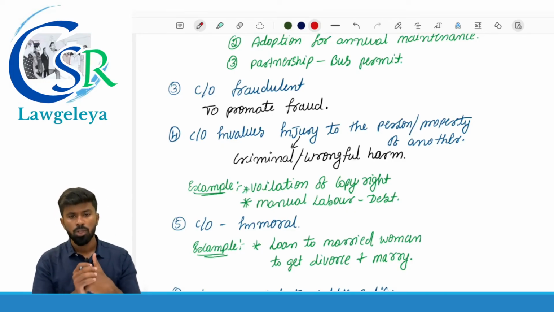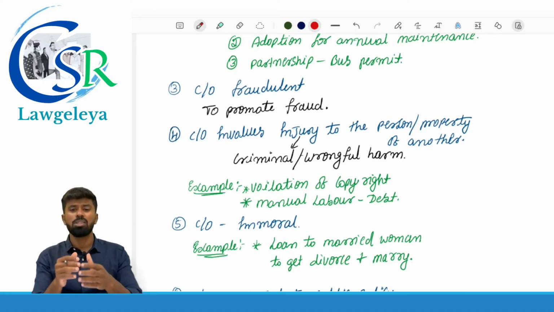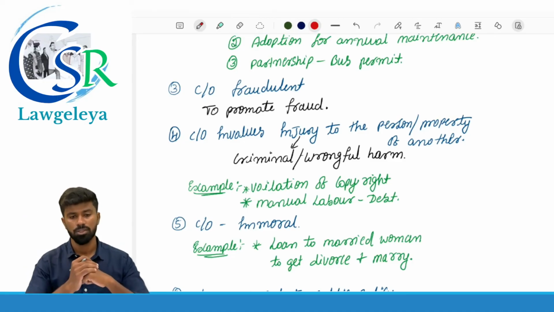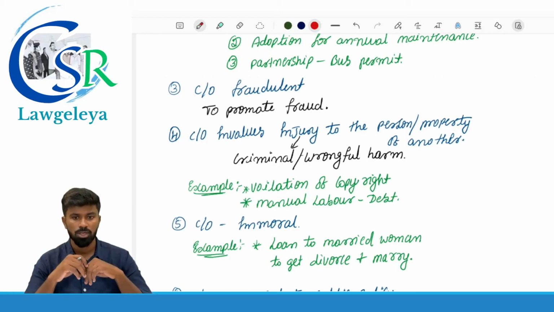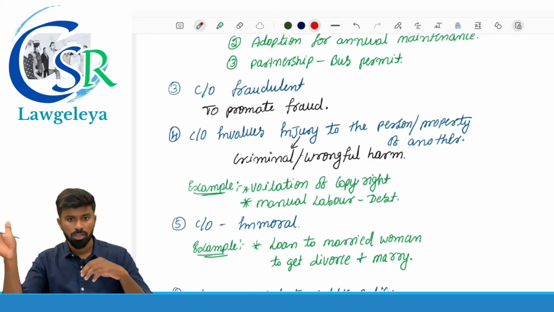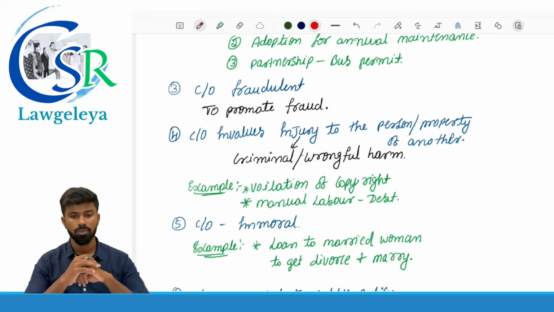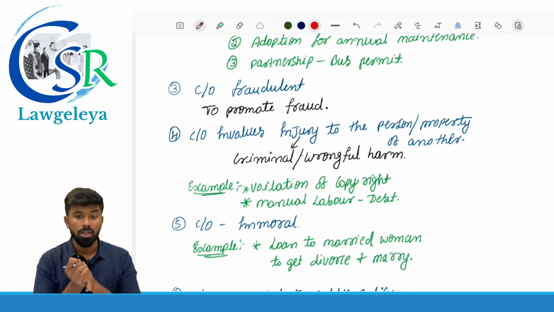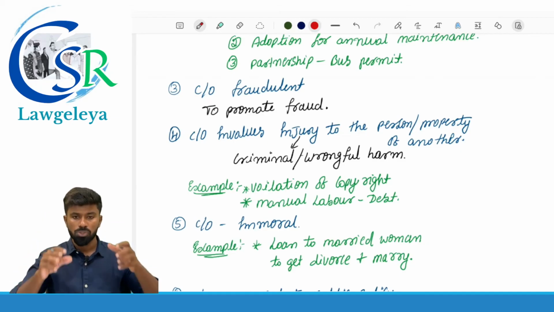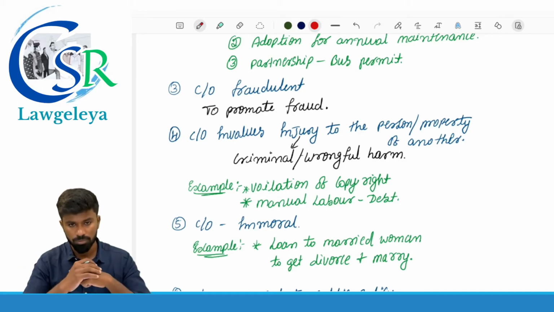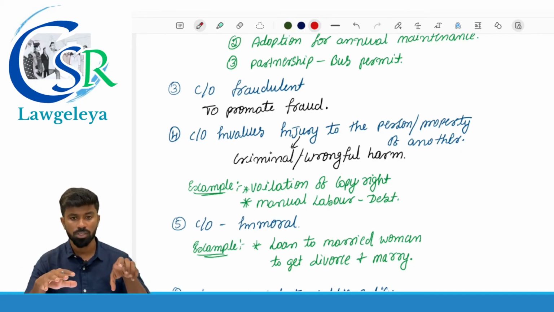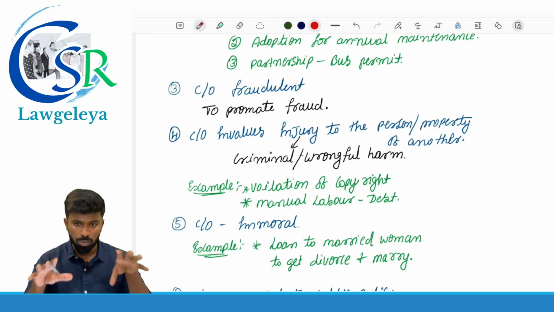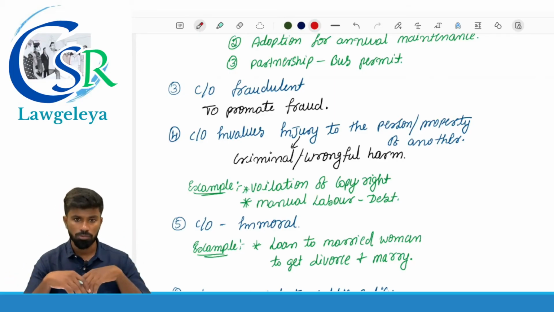For example, you made a contract to copy the movie of somebody or a book of somebody. It's a violation of copyright of somebody. So that agreement is not enforceable by law. Or an agreement for manual labor for repayment of debt. Is it valid? No, because it is going to impose an injury upon the person. So any consideration or object involving injury to the person or property of another is considered as unlawful object.